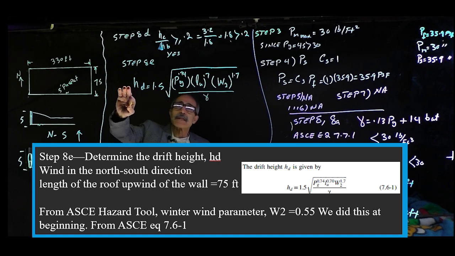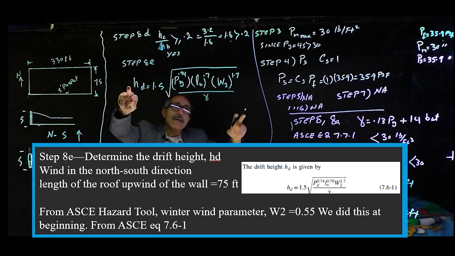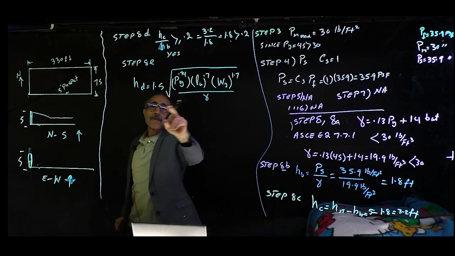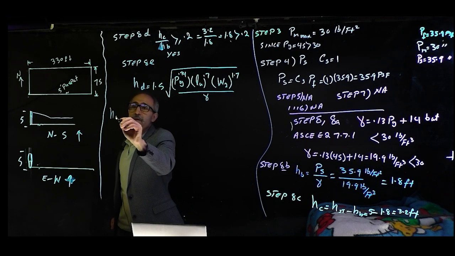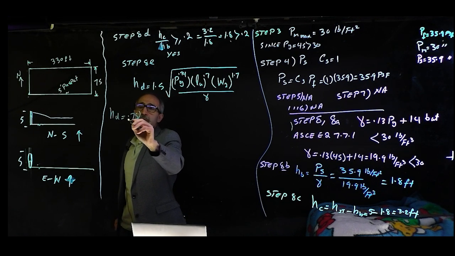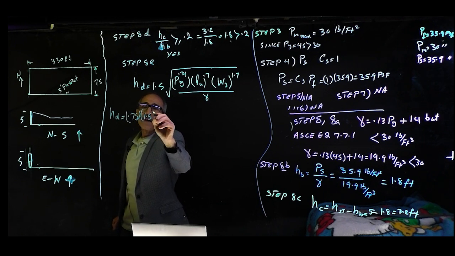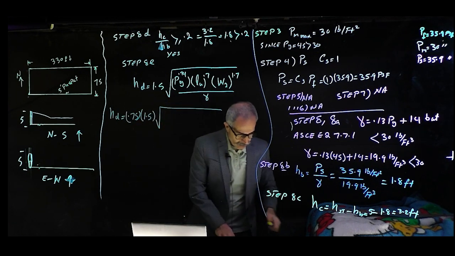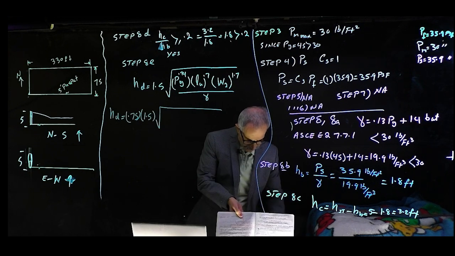However, remember, this is the equation, but look at what it says in ASCE chapter 7, section 7.8: HD should be multiplied by 0.75. So I have to multiply this number by 0.75. Our HD is equal to 0.75 times 1.5. Now let me change color so I can see it a little better.